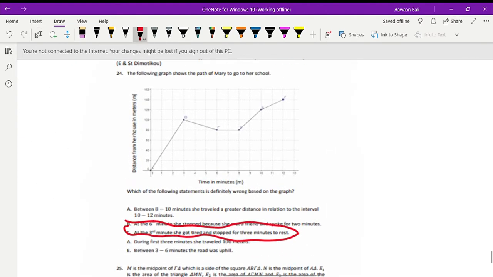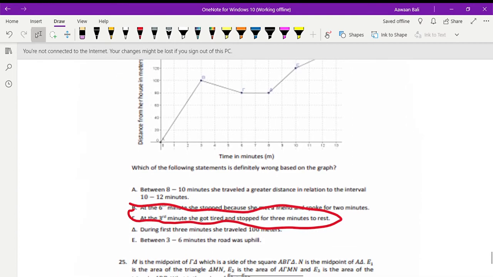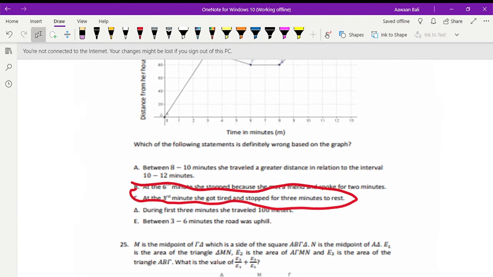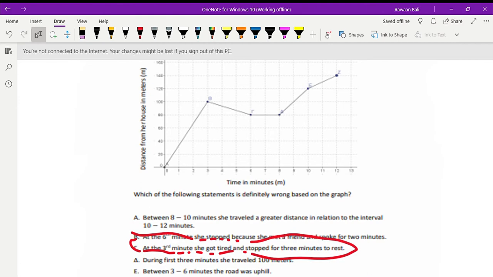So, the following graph shows a path of Mari to go to her school. Which of the following statements is definitely wrong based on the graph? The answer is gamma. At the 3rd minute, she got tired and stopped for 3 minutes to rest. I'll explain the others. First, alpha. Between 8 to 10 minutes, she traveled a greater distance in relation to the interval of 10 to 12 minutes.